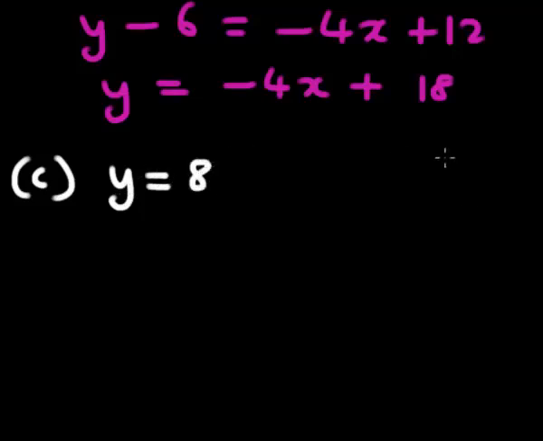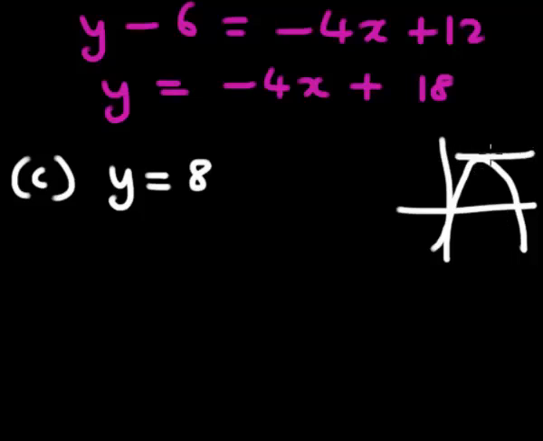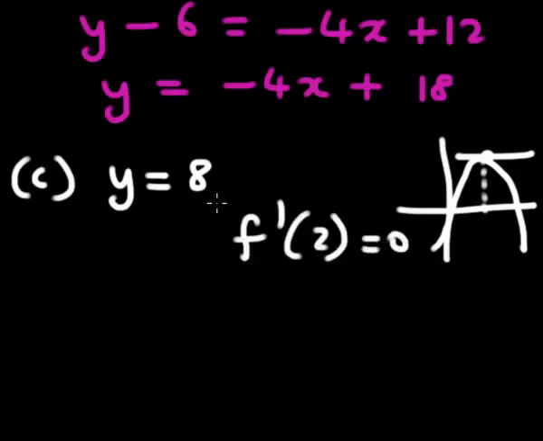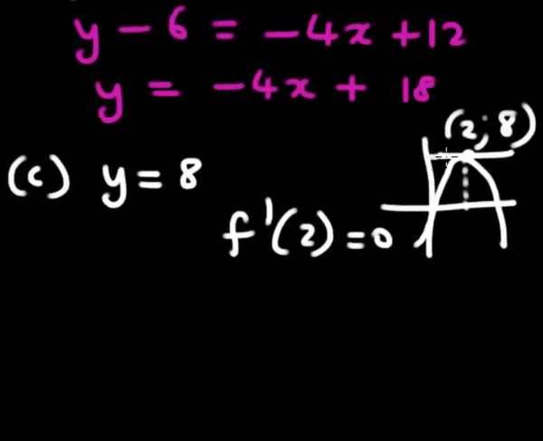So be careful with that. Remember, if you've got your little parabola there, at the turning point, it's a horizontal line. In other words, the gradient at x equals 2 is equal to 0. But the equation is y equals 8. That is x is equal to 2, y is 8. But it cuts the y-axis at 8. So its equation is y equals 8.